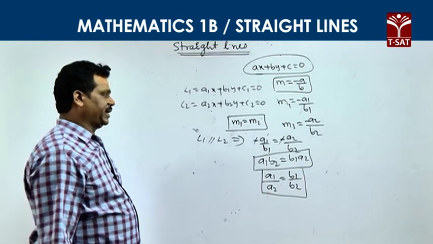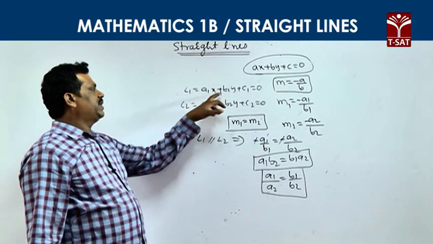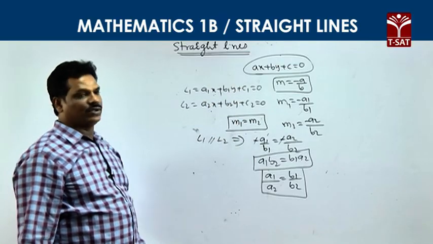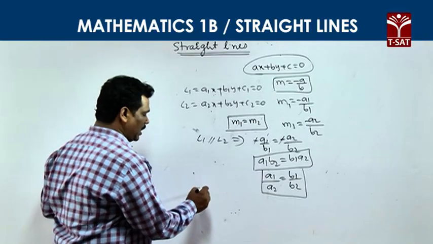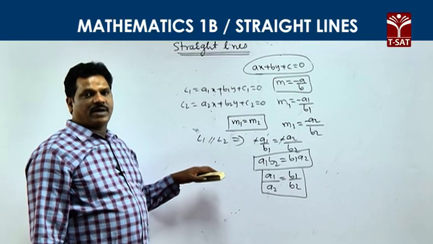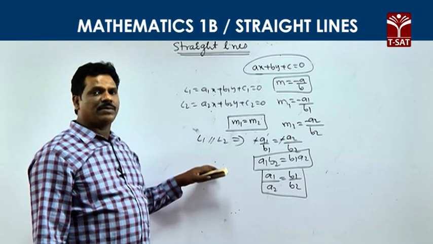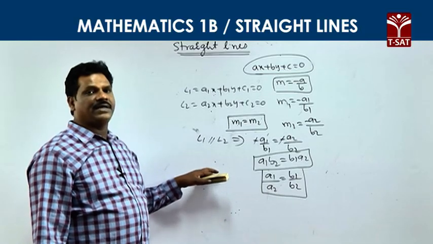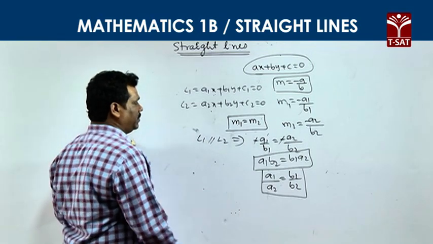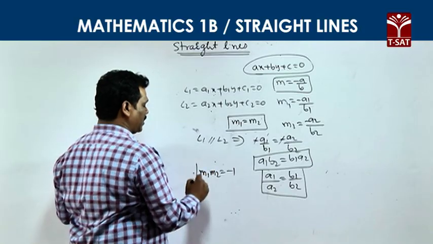Condition for perpendicular lines. Given two lines L1 equal to a1x plus b1y plus c1 equal to 0 and L2 equal to a2x plus b2y plus c2 equal to 0 are perpendicular, what is the condition? If two lines are perpendicular, if and only if the product of their slopes is equal to minus 1. So here m1 m2 equal to minus 1.